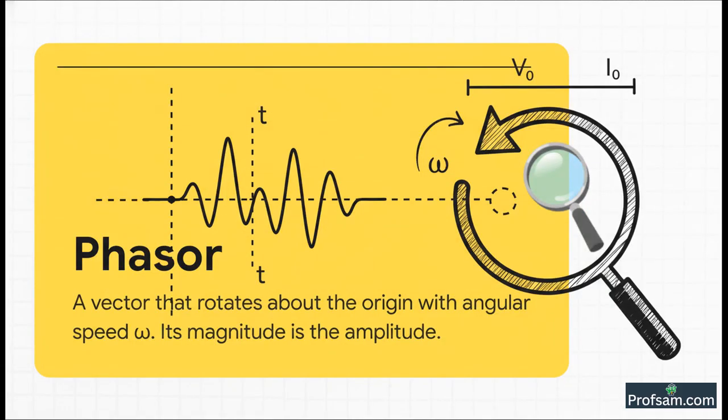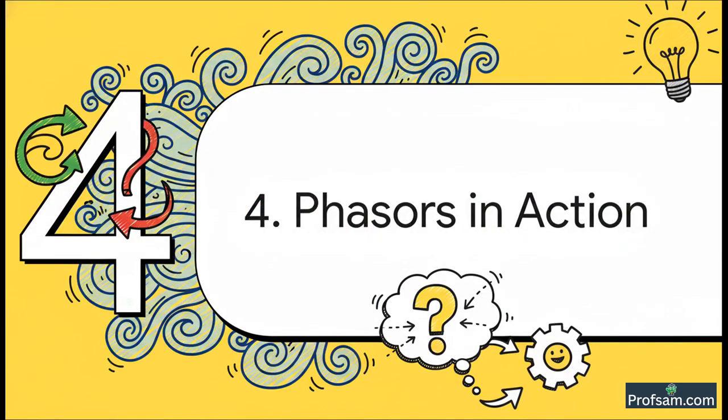And this brings us to the formal NCERT-approved definition that you must write in your exams. So what is a phasor? A phasor is a vector which rotates about the origin with angular speed omega. The magnitude or length of this vector represents the amplitude, like V0 or I0, and its projection on the vertical axis gives you the instantaneous value at any time t. Please, make a note of this exact wording. It's very important.